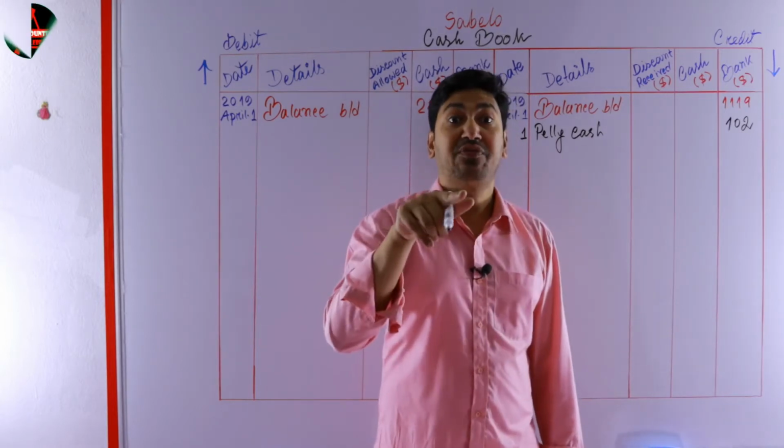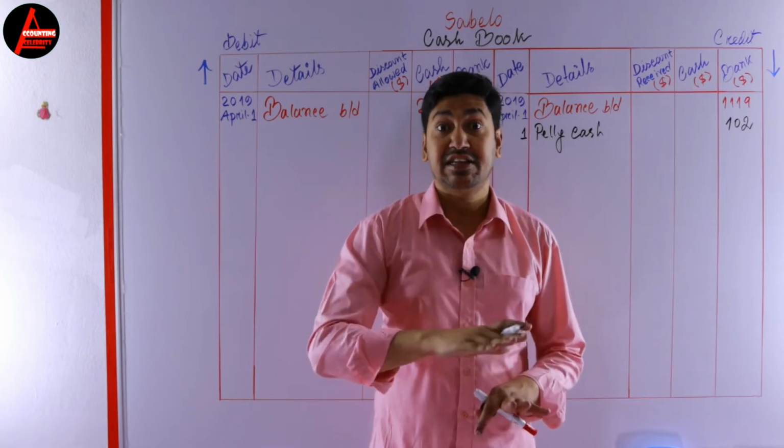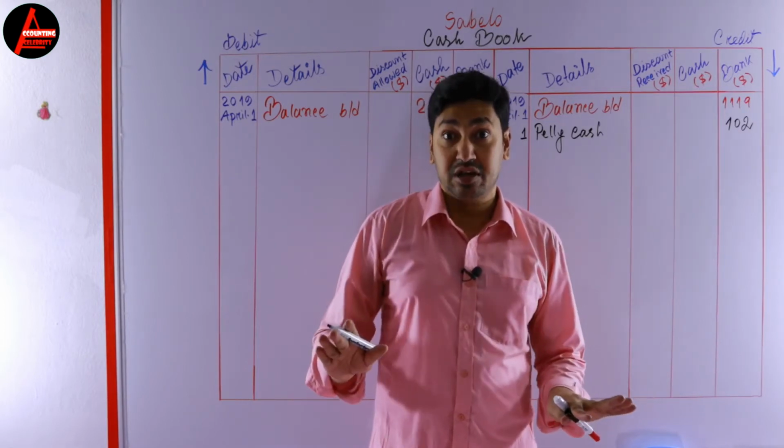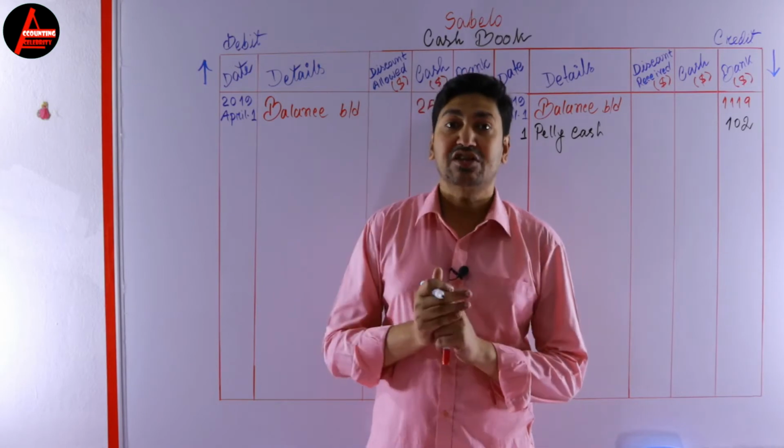Okay. So this value is here $58. It is less than 90. So we are not going to take this transaction here in this cash book.